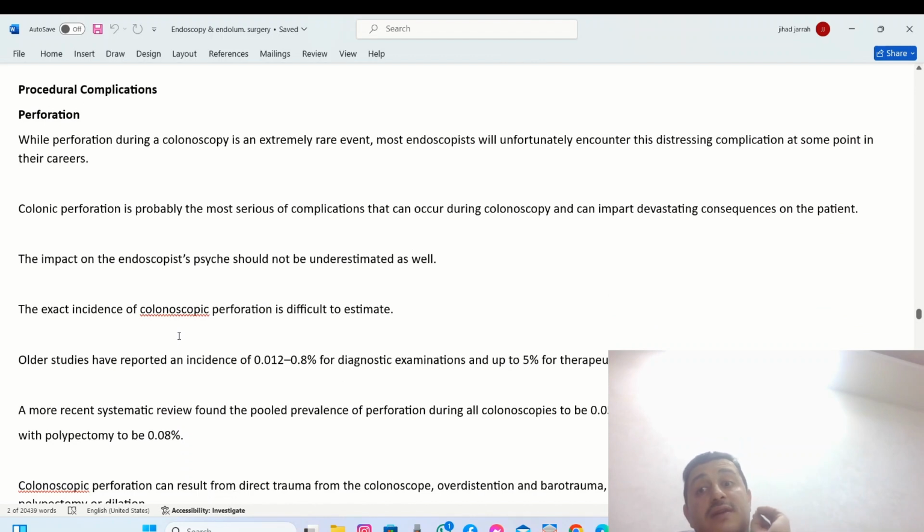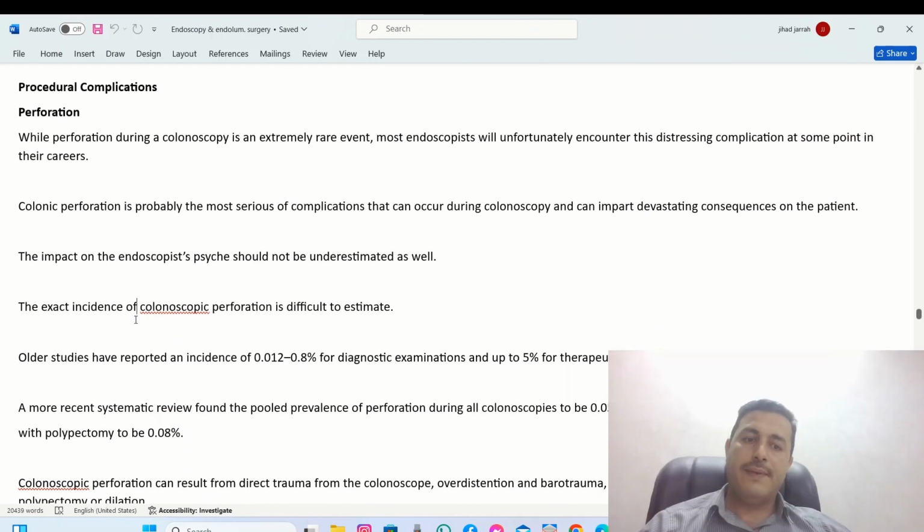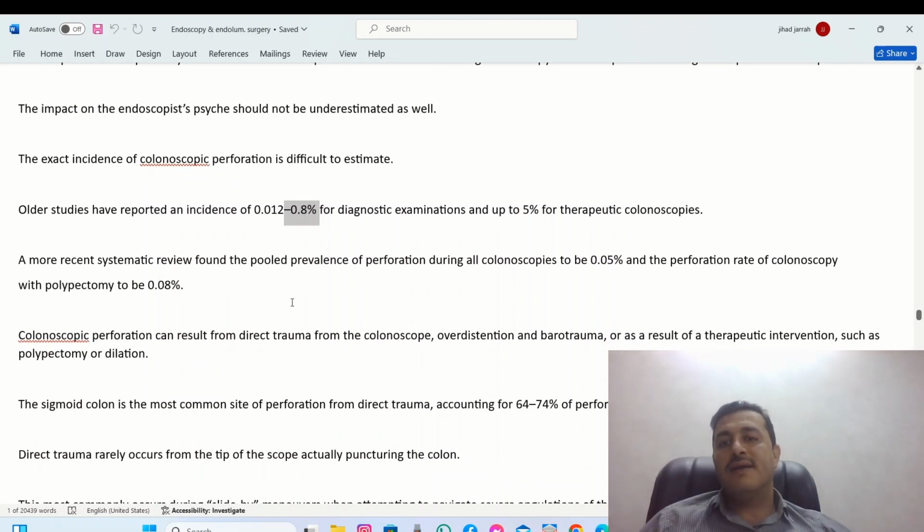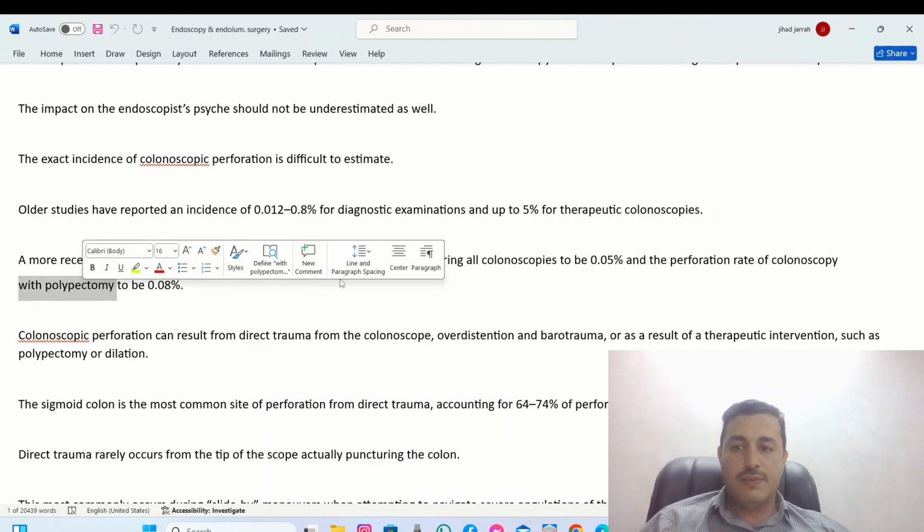Second, complications that are related to the procedure itself. Procedure complications: perforation, bleeding, splenic injury, infectious complication, post-polypectomy syndrome. These are related to the procedure itself. Perforation is rare, up to 0.8%, higher, of course, with therapeutic colonoscopy, and a little bit higher in patients who are going to undergo polypectomy.